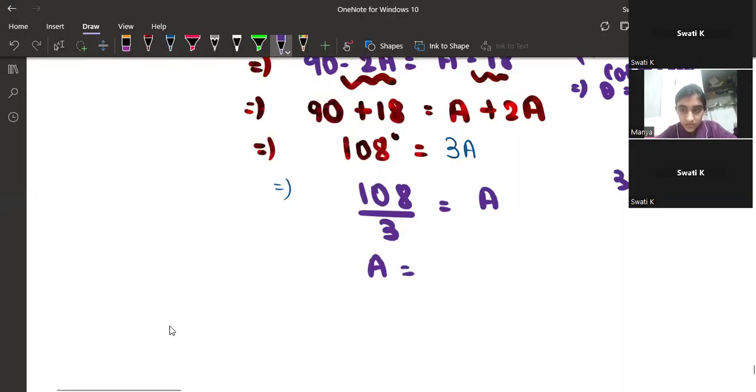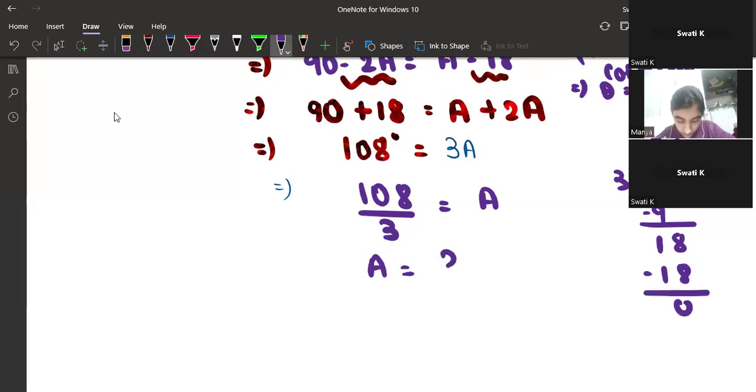3 times 3 is 9. What is 10 minus 9? 1. Write 8 as it is. Now tell me, 3 times what is 18? 6. Correct. So what is the answer? 36. Correct. So 3 times 6 is 18 and 18 minus 18 is 0. So the answer is 36. So what is the value of a? The value of a is 36 degrees.